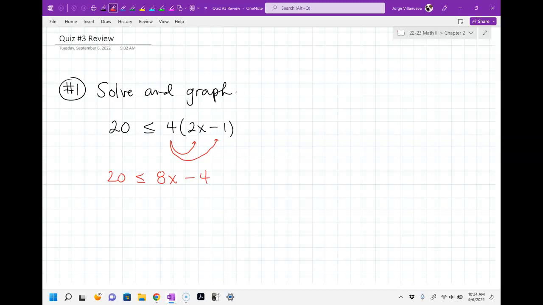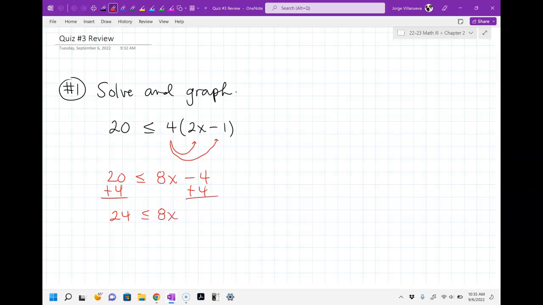Now remember, when you distribute, try to take your time with it because distribution, it's very easy to mess up. Sometimes people just distribute the 4 times the 2x and then they forget to carry it over to the minus 1. So just take your time. Now, I have my 8x all by itself. What should I move, the 20 or the 4 or what? The 4, so what do I do to it? Just add it, right? Do the opposite. So plus 4, that's going to give me 24 less than or equal to 8x.